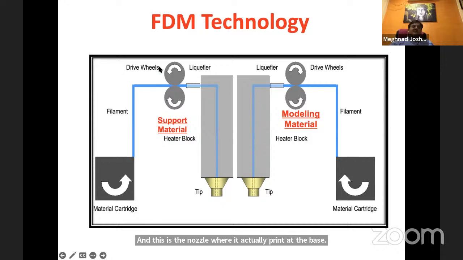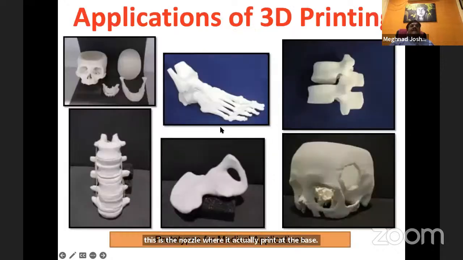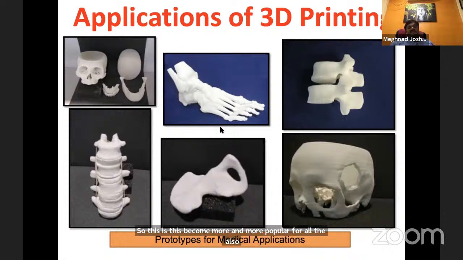So this is how a simple FDM technology works. So these are the applications of 3D printing. Most important is the medical applications. Because of this 3D printer, all the anatomical or bone structures can be easily studied by medical students. So this is becoming more and more popular for all the bone defects, and you could use or implement those kinds of structures in research as well as teaching.